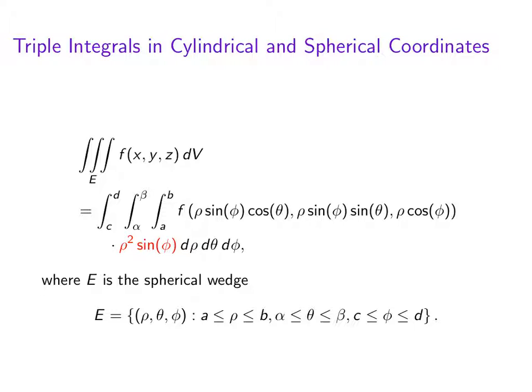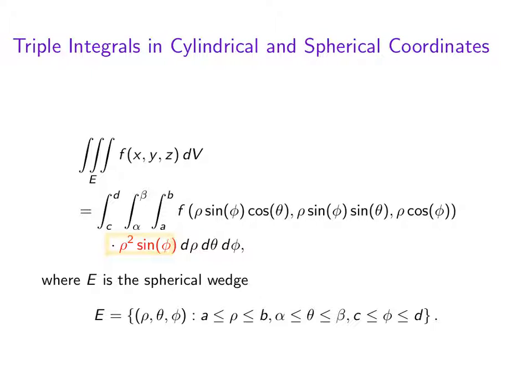We can now say that the triple integral over E of f of x, y, z dV is equal to the integral from c to d of the integral from alpha to beta of the integral from a to b of f of rho sine phi cosine theta, rho sine phi sine theta, rho cosine phi, times rho squared sine phi d rho d theta d phi. And E is a spherical wedge. It acts like a rectangle in spherical coordinates. So E is the set of all points rho theta phi, where rho goes between A and B, theta goes between alpha and beta, phi goes between C and D.